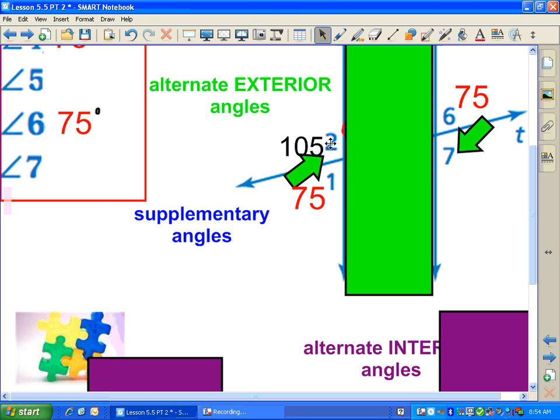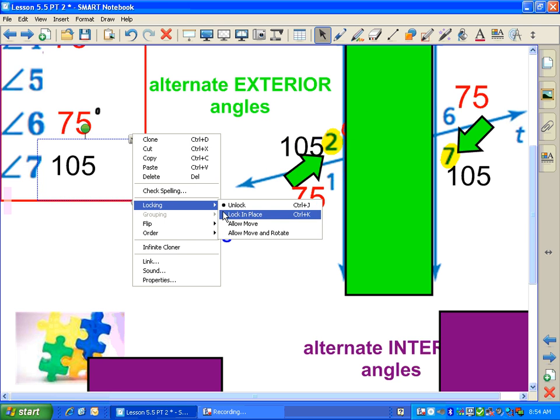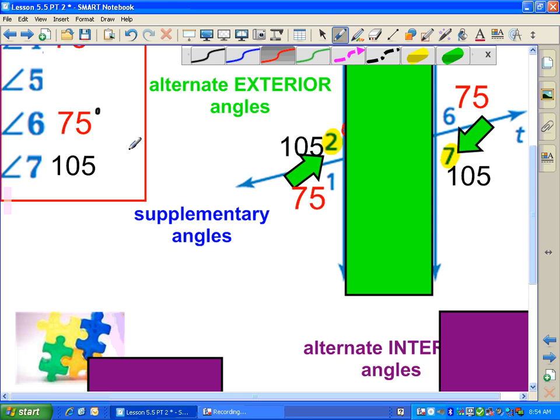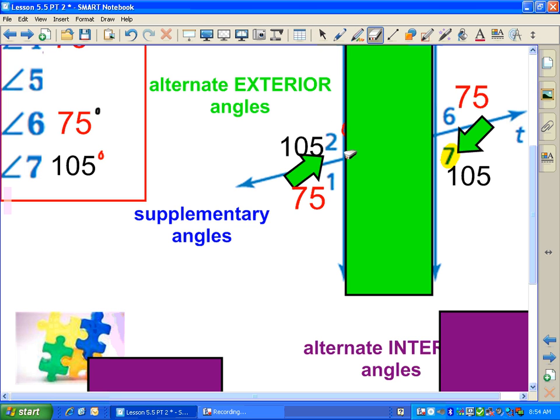I'm going to say angle 2 and angle 7 are what we say alternate exterior angles. They're on the outside of my parallel lines, and they are congruent. So if this is 105 degrees, this one has to be 105 degrees. Angle 2 and angle 7 are alternate exterior angles.